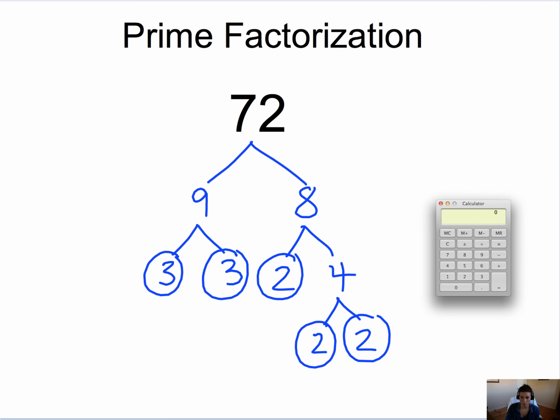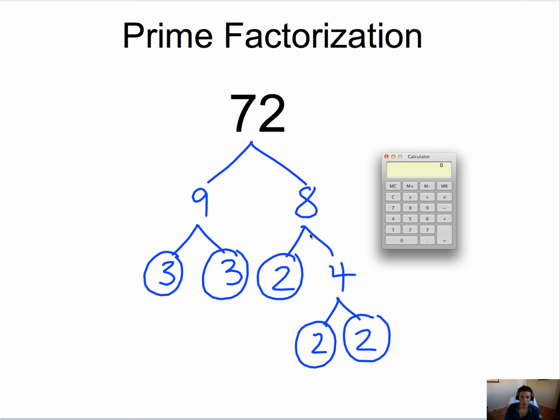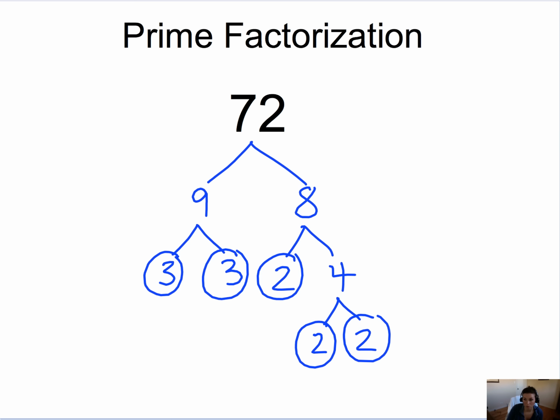Now let me show you what this really means. Let me show you on my calculator here. The numbers that I circled, if I multiply them, will equal 72. So if we multiply 3 times 3 times 2 times 2 times 2, we get 72. All we did was we broke down 72 into the prime numbers that you have to multiply in order to get 72. Now I said before that you can do this more than one way, and I want to prove that to you. So let's look at the next slide here.